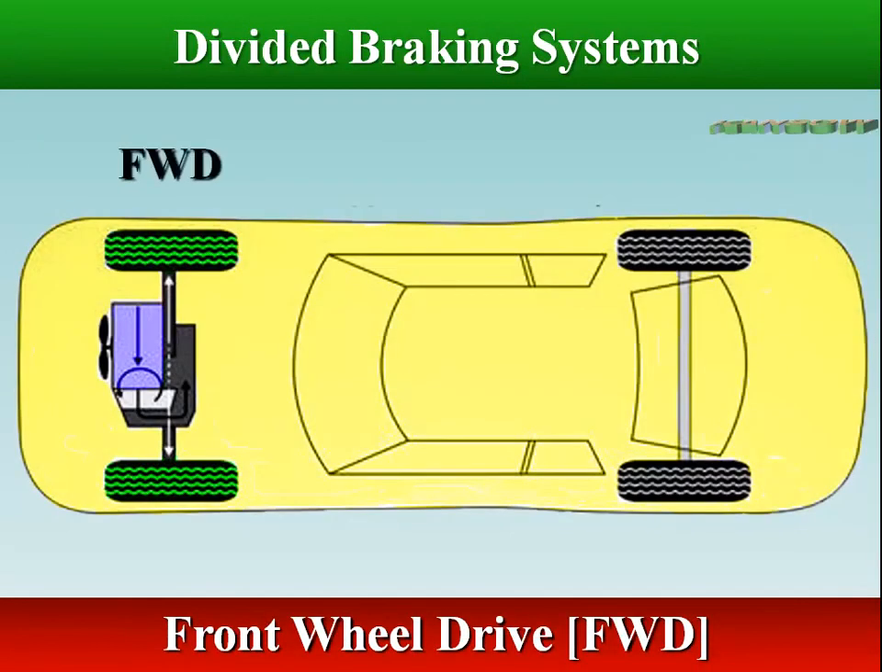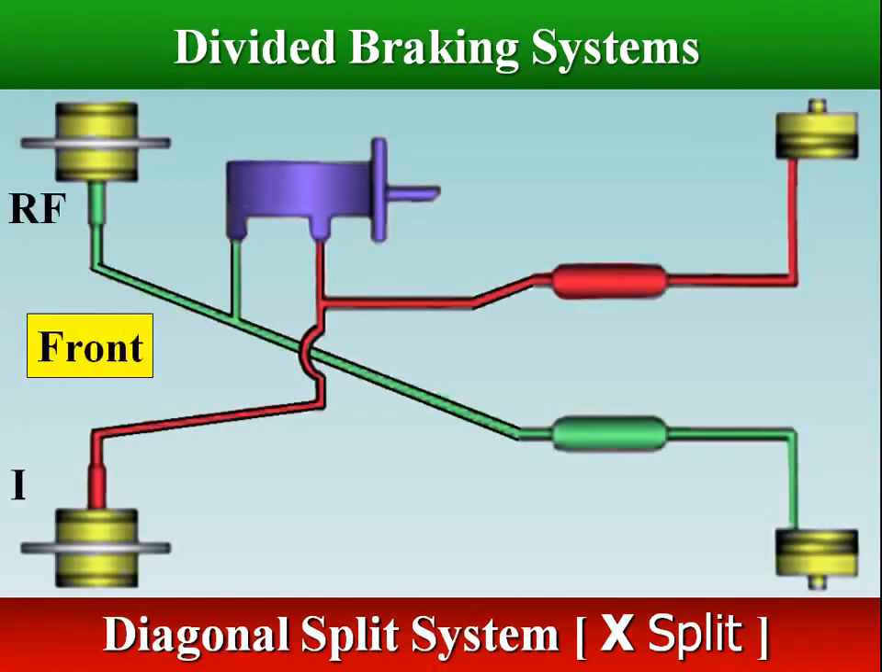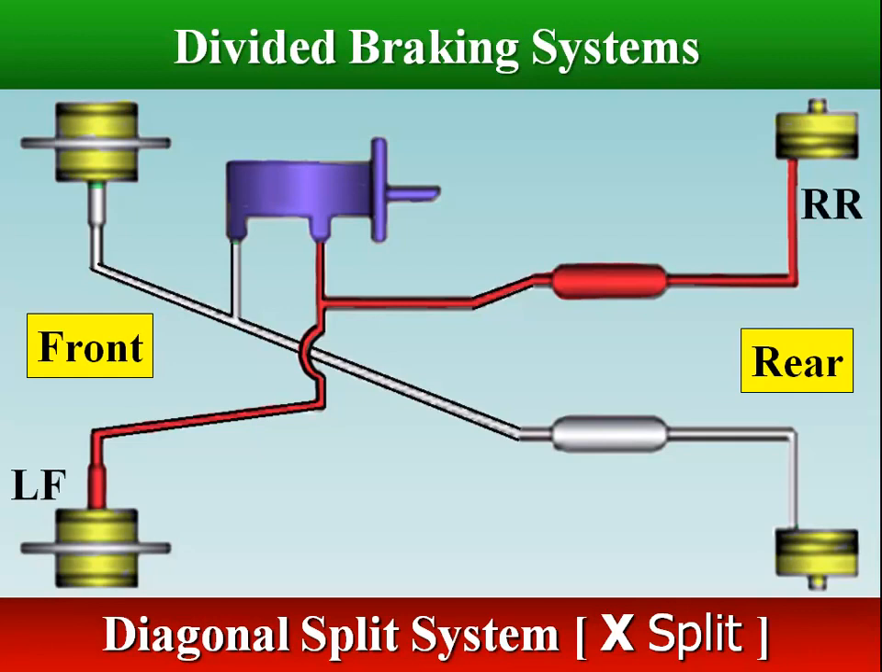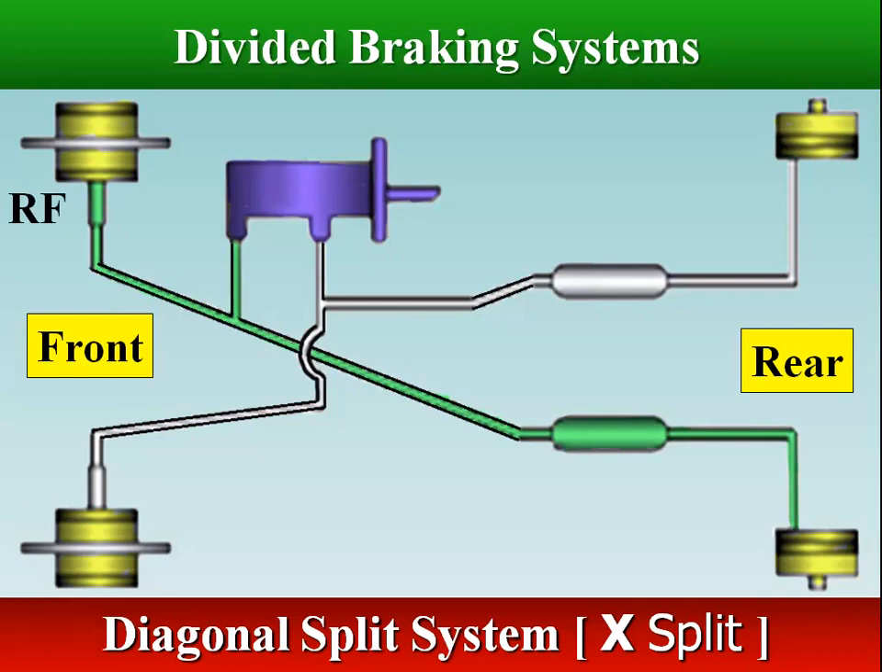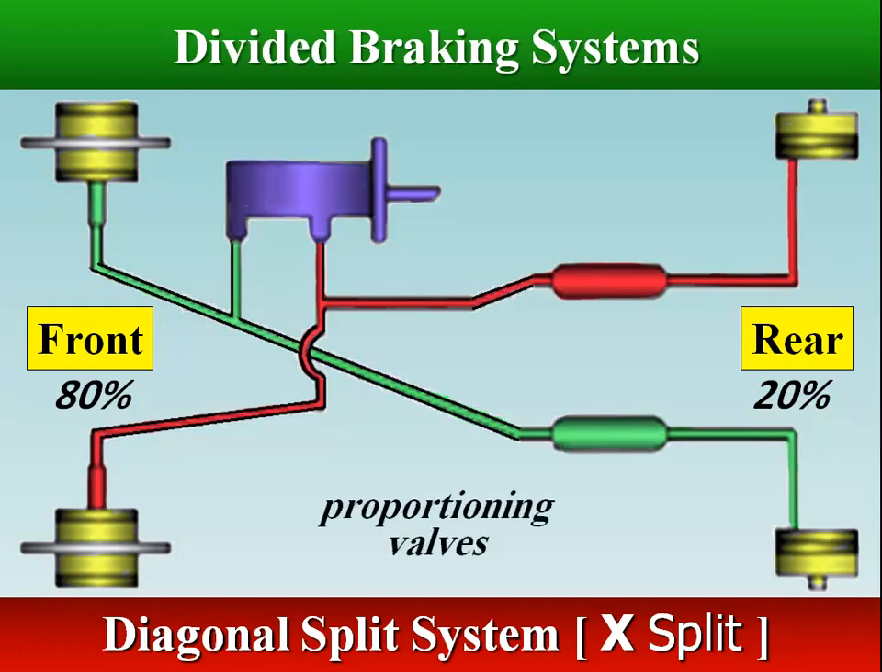Diagonal or X-split system is the newer dual brake system, and is used on front-wheel drive vehicles. This system is used to ensure that the vehicle will pull up in a straight line in a brake failure situation. The left-hand front brake unit is connected to the right-hand rear unit, and the left-hand rear to the right-hand front. If one system fails, a 50% braking capability is left in the other system. Dual proportioning valves maintain optimum braking in each system.